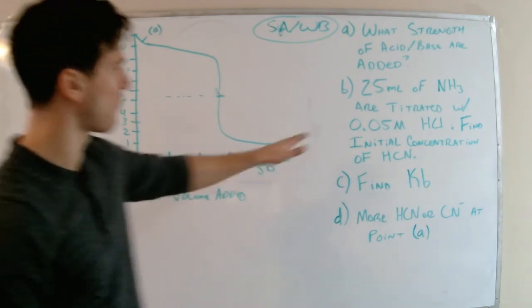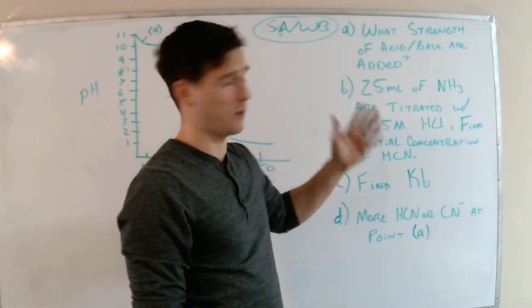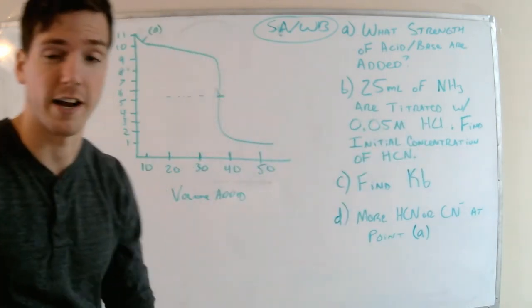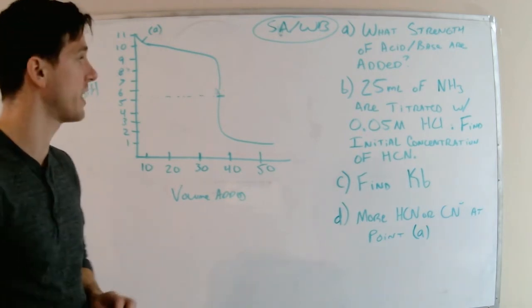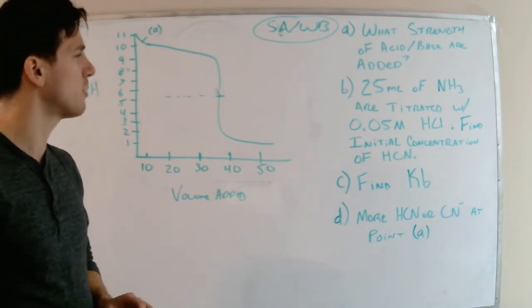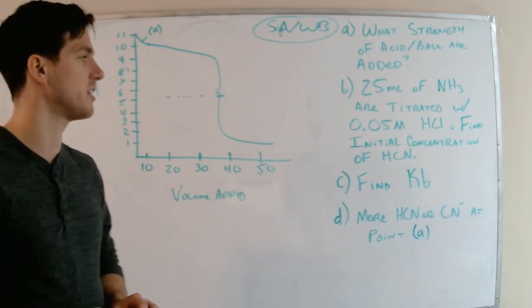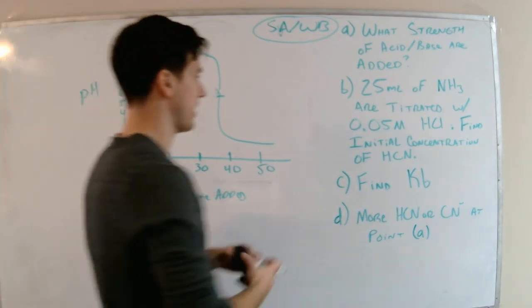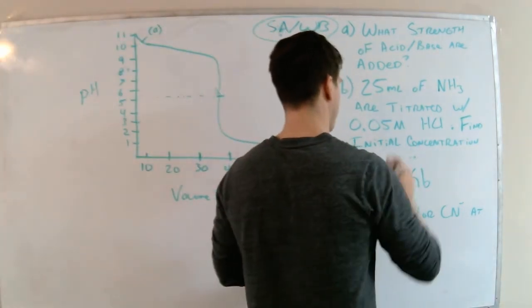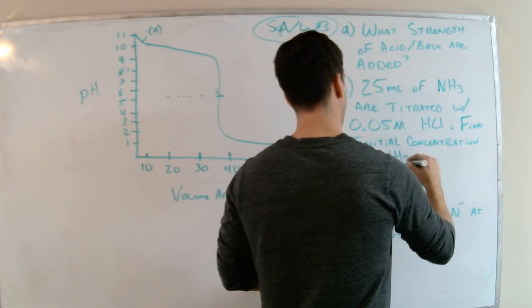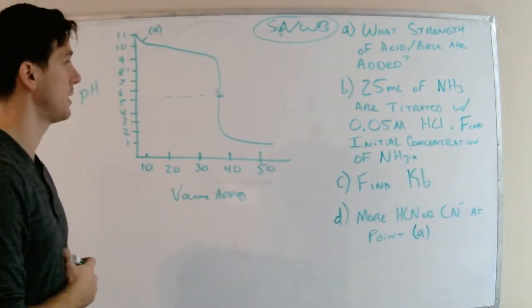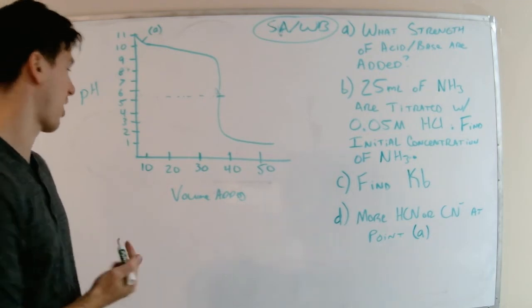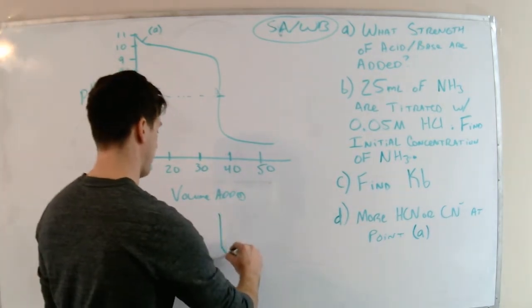And then if we look at part B, we're dealing with NH3, which is typically a weak base, and HCl, which is a strong acid. So that makes sense. Part B, we have 25 milliliters of NH3 that are titrated with 0.05 molar HCl. Find the initial concentration, not of HCN, of NH3. Okay, NH3. So what we're going to do is we're going to go ahead and draw a little picture here, right?